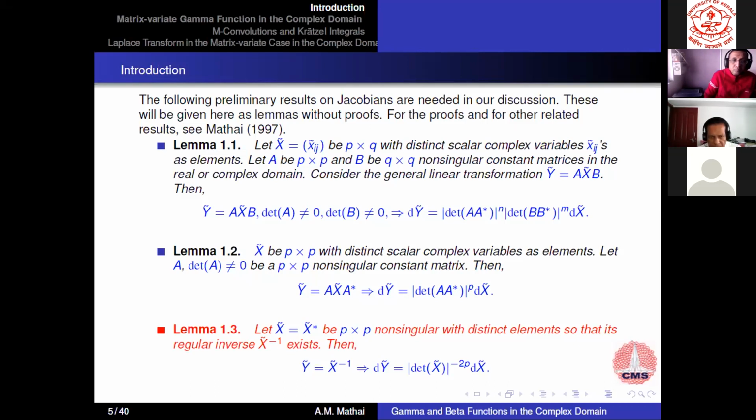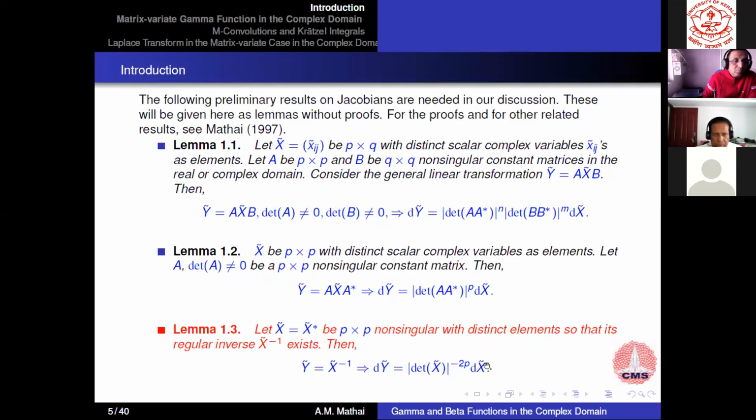And another result that I will need: if Y is AXA star, then dY is equal to the absolute value of the determinant of A star raised to p, dX. And this is another result that I will use.